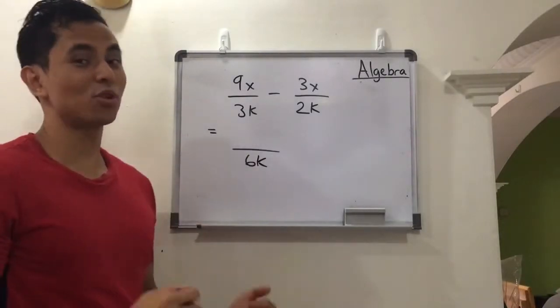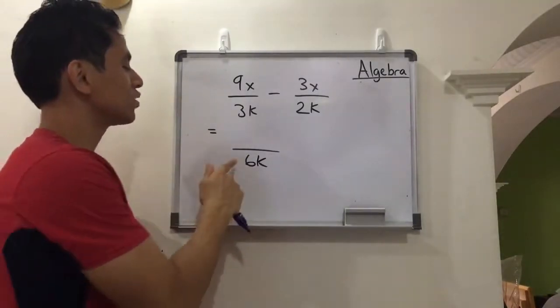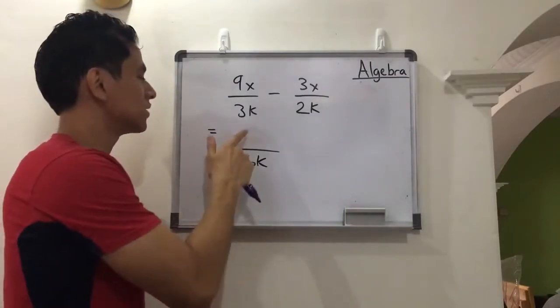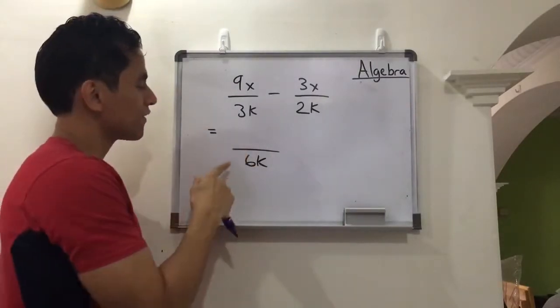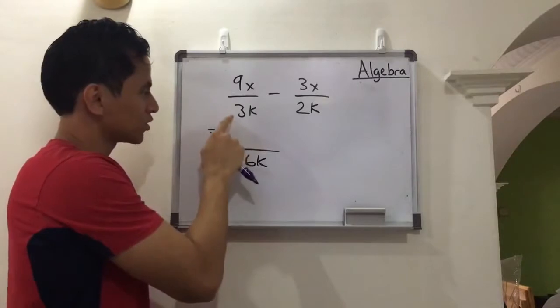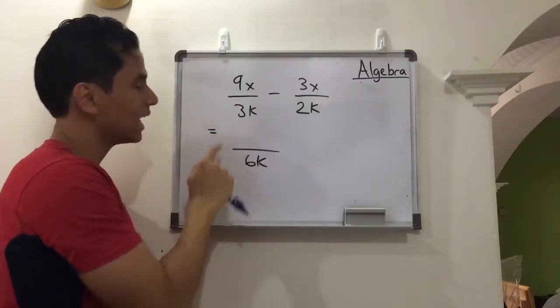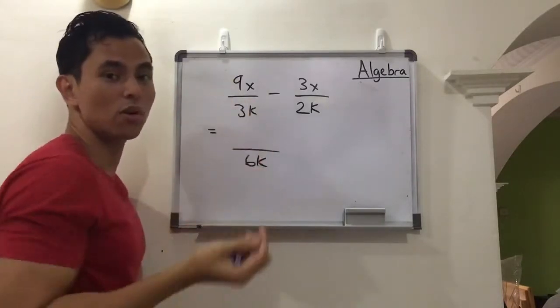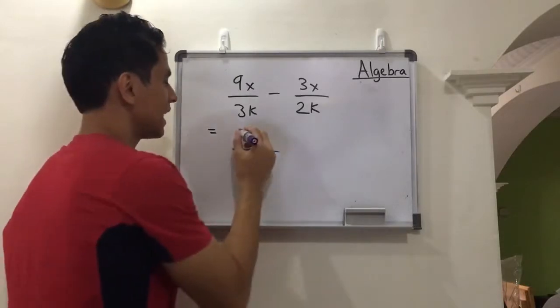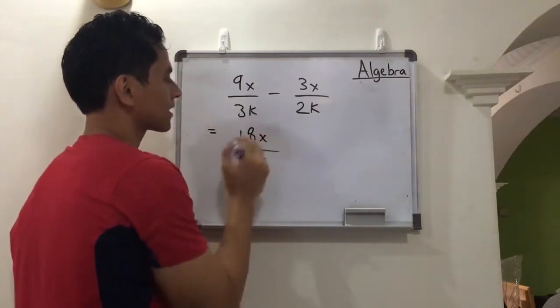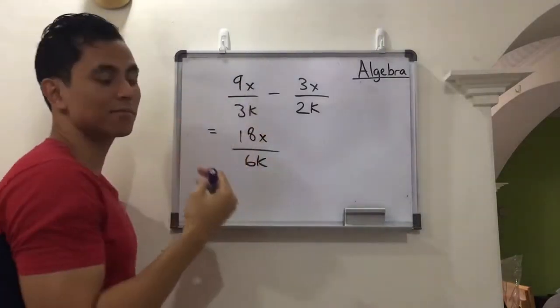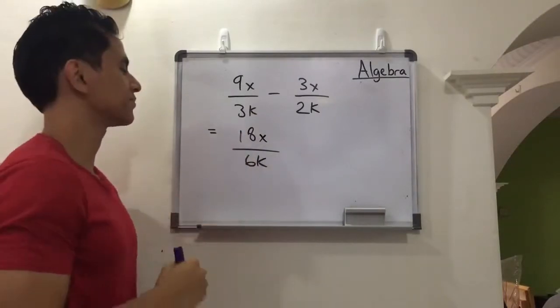But in maths, you have to always be fair, right? So if I did it to the denominator, I must do it to the numerator too. So therefore, if I multiply by 2 here, 3k times 2 to get 6k, I must multiply 9x times 2 also. So this just gives me 18x, right? Because 9x times 2 gives me 18x.